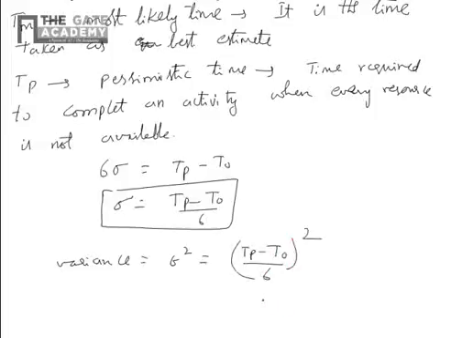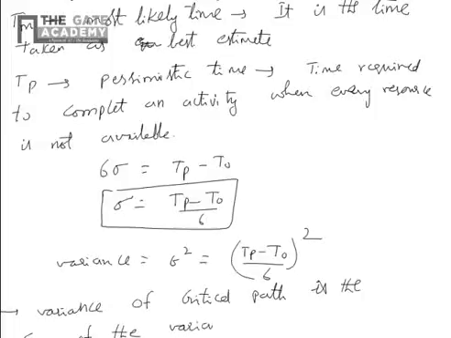The variance of the critical path is the sum of the variances of the activities on the critical path.